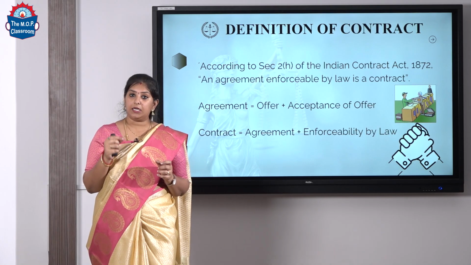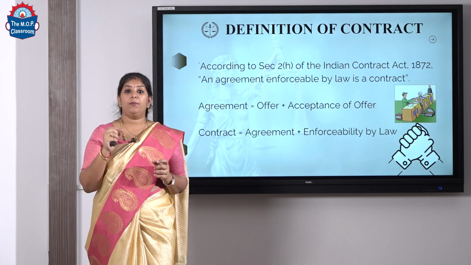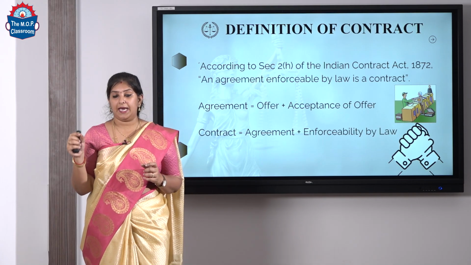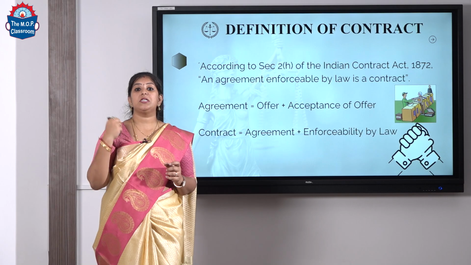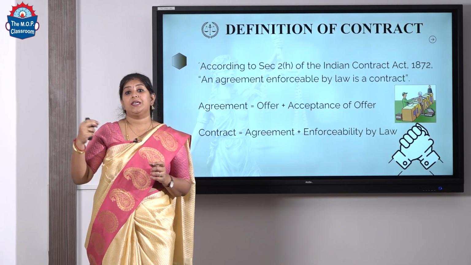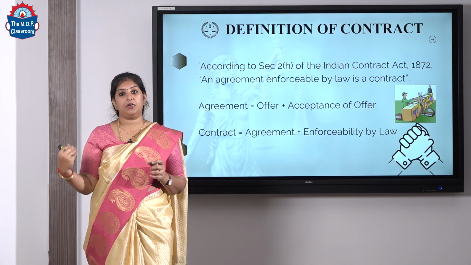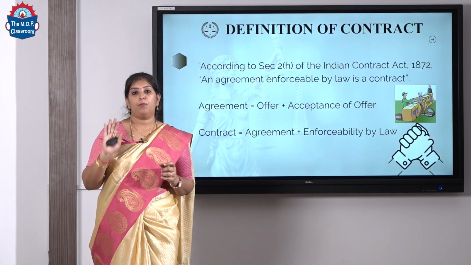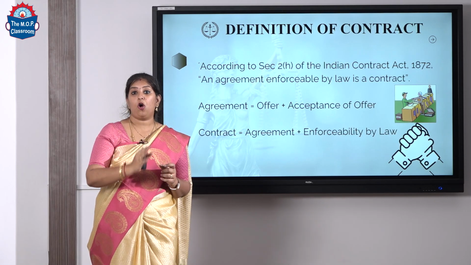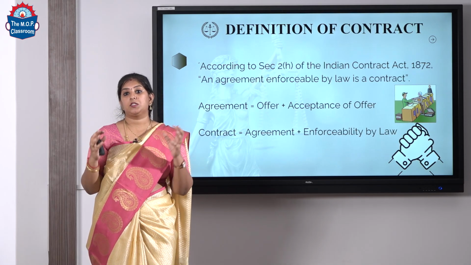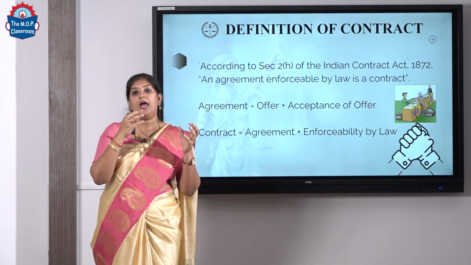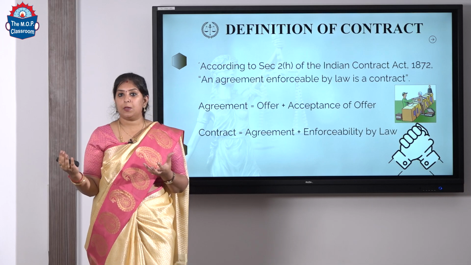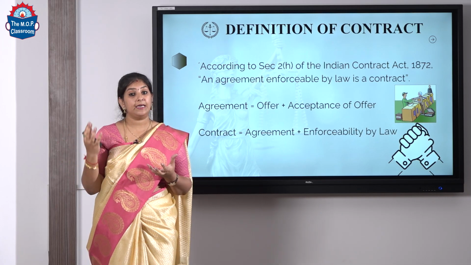When I say the word agreement, again there are two elements that come into the picture. One is the offer and the other is the acceptance. Offer means the proposal that is made by one party, whereas acceptance means it is accepted by another party, and the other party must communicate the acceptance to the promisor, that is the person who is giving the offer. So offer and acceptance put together form an agreement, and when the agreement is formed, it should be legally acceptable, which is enforceable by law, thereby a contract will get created.